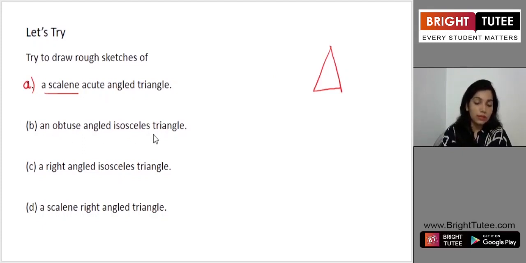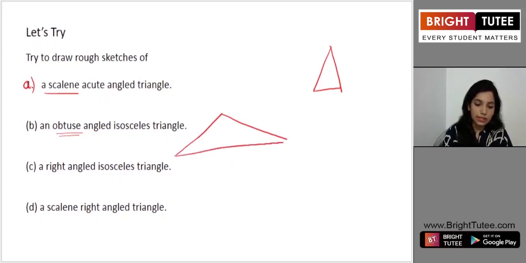An obtuse angled isosceles triangle. The word obtuse means one of the angles should be greater than 90. Right, so now the triangle that I drew earlier was the correct one here. But now it says it needs to be an isosceles triangle, okay?